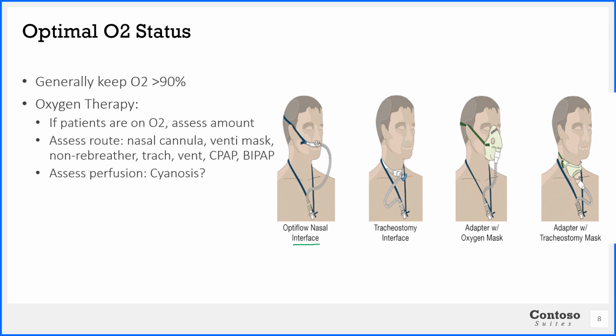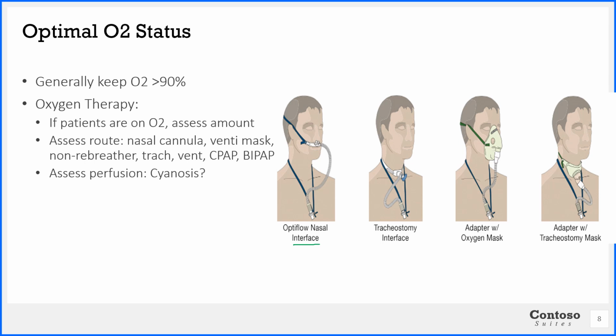Tracheostomy interfaces: you'll definitely see some people don't have to have oxygen, but they need the cap on there. We need to keep it hydrated, because once those secretions dry up, that's when there's clogs and the trachs become dry. Adapters with the oxygen masks and the adapter with the trach mask. The vent trach mask is definitely what keeps that air, that oxygen, moist in that airway.